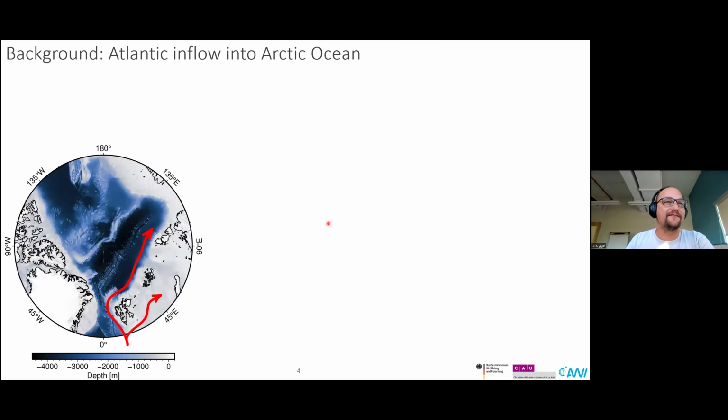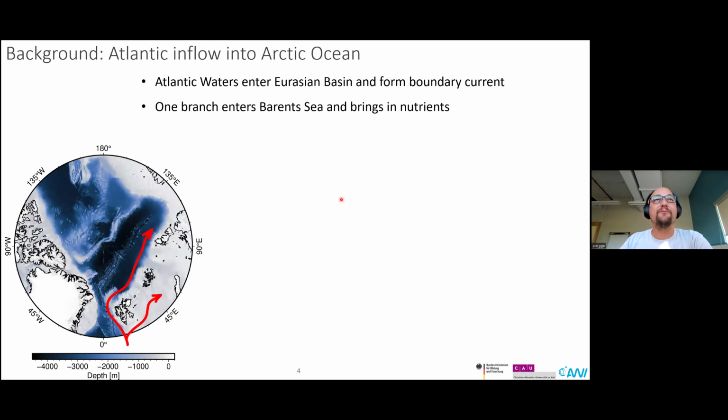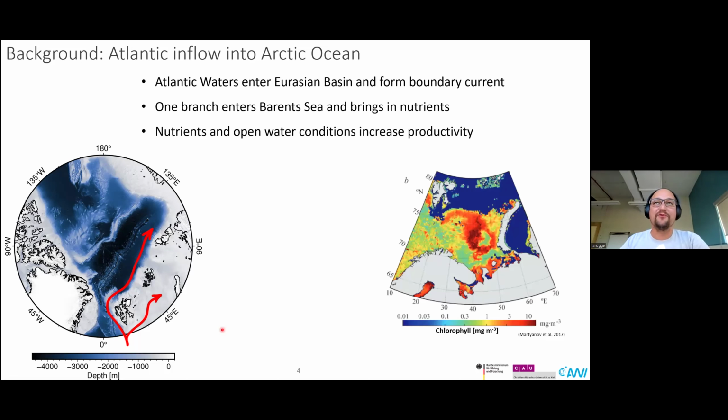So, and the last introductory slide is about the inflow of Atlantic waters. So in Fram Strait, Atlantic waters are entering the Eurasian basin and form the boundary current. But one branch also enters the Barents Sea and brings in nutrients. And together with the open water conditions there from the transpolar drift, we have an increased productivity in the Barents Sea.